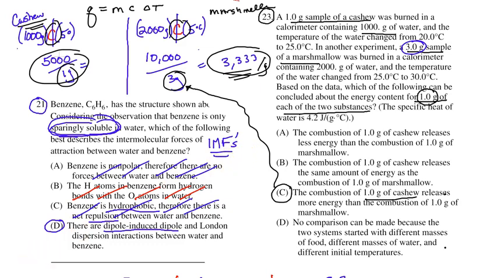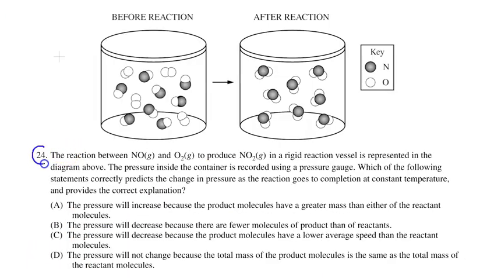So 23 is C. Number 24, another particulate diagram or illustration question. You should jump on these and say thank you very much. So we've got a reaction between NO and O2 to produce NO2 in a rigid container. Pressure in the container is recorded using a pressure gauge. Which of the following statements correctly predicts the change in pressure as the reaction goes to completion at constant temperature and provides the correct explanation?